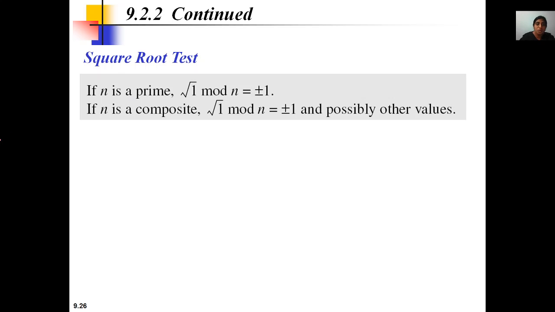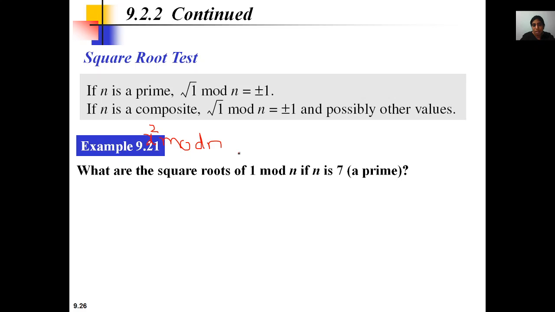So how are we going to check this particular value? We are going to take x square mod n. So when we check using the x square mod n equation, taking an example: what are the square roots of 1 mod n if n is 7, a prime number?